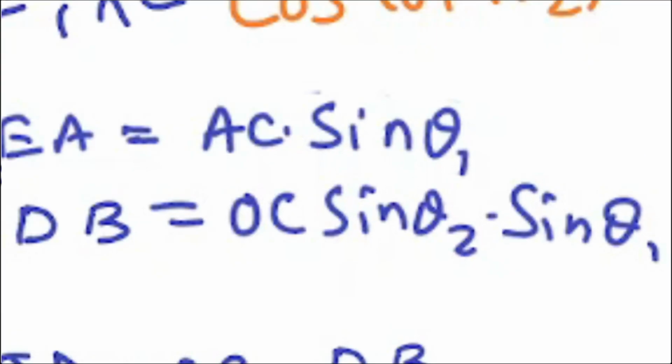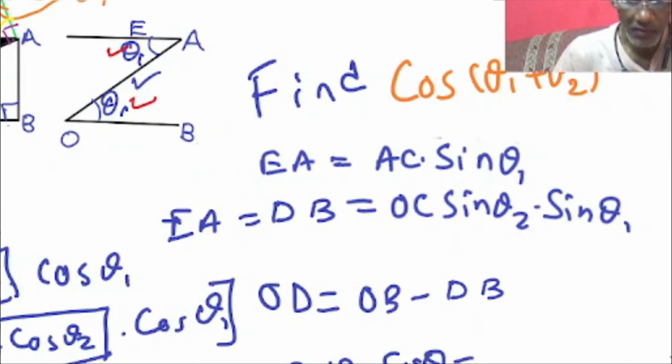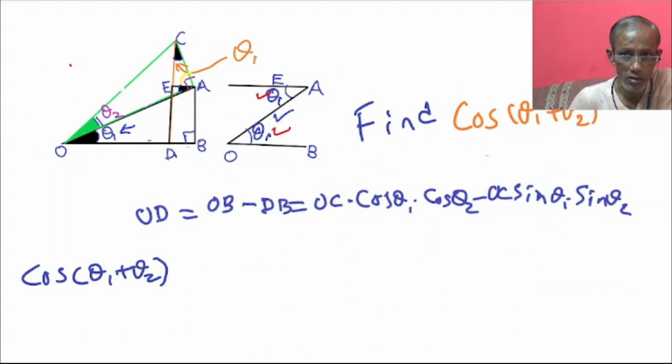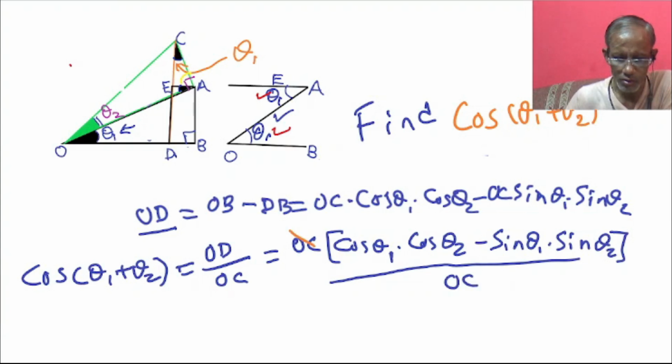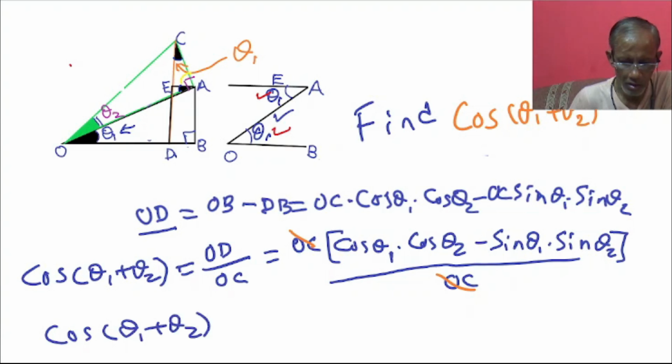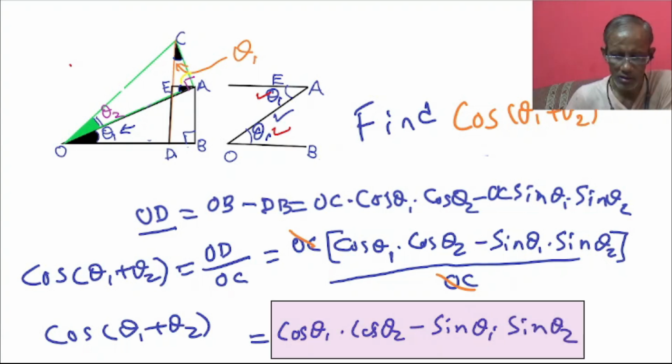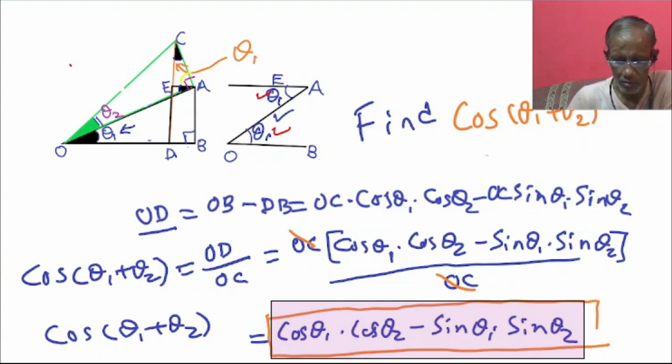Minus OC sin theta 1 into sin theta 2. Cos of theta 1 plus theta 2 is equal to the final base OD by the hypotenuse OC, divided by OC. OC gets cancelled, and we are left with cos of theta 1 plus theta 2 is equal to cos theta 1 into cos theta 2 minus sin theta 1 into sin theta 2. This is the final formula for cos of theta 1 plus theta 2.